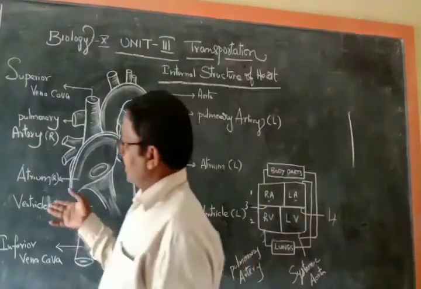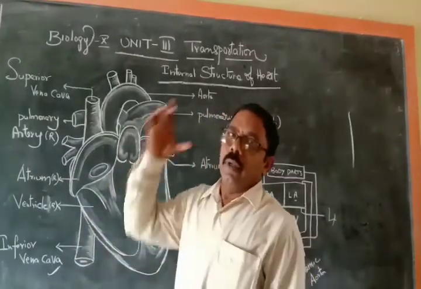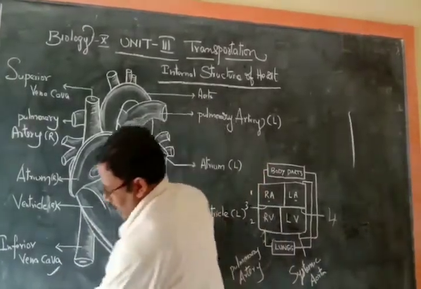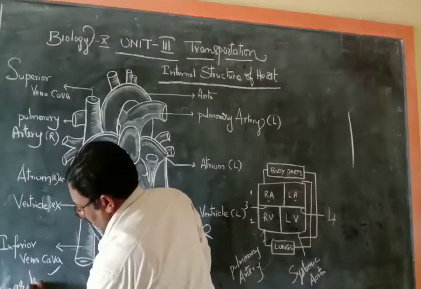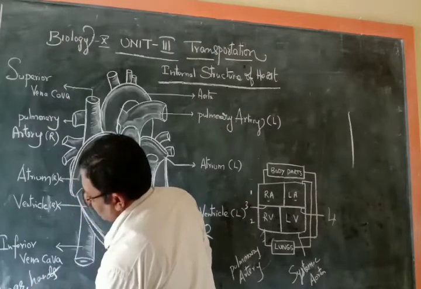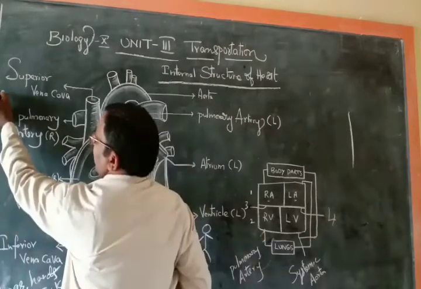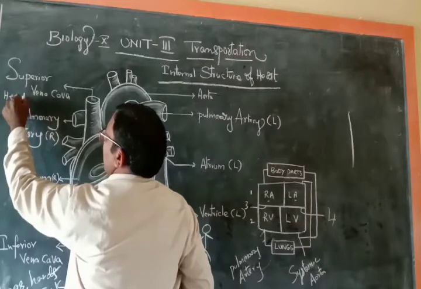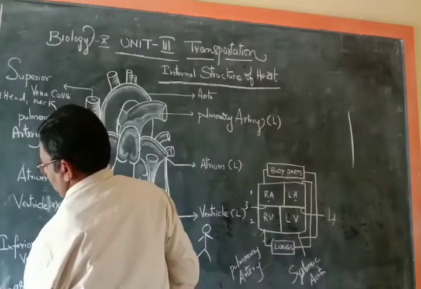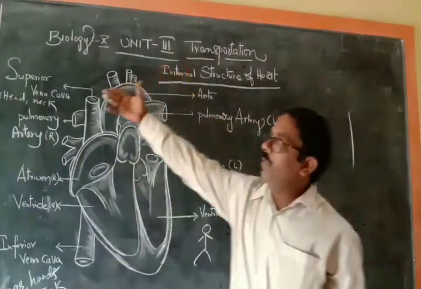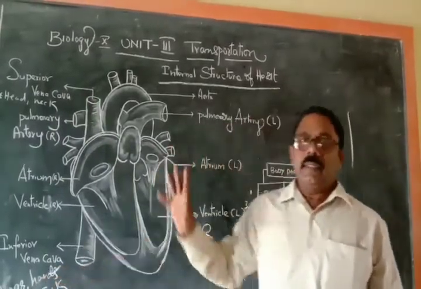So from the trunk, legs and hands, blood is collected by the inferior vena cava. Inferior vena cava: legs, hands and trunk. This one is head, neck. So the superior vena cava collects blood from the head and neck, and the inferior vena cava from the legs, hands and trunk.